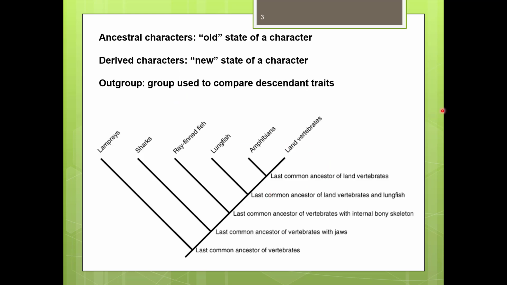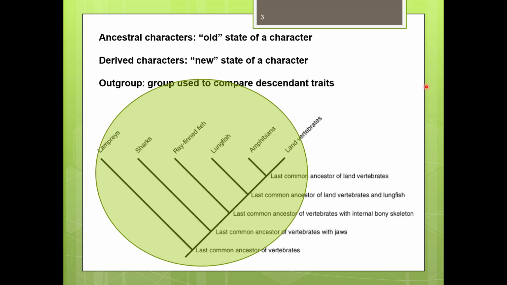So here's an example of a cladogram using real organisms. So we have lampreys, sharks, ray-finned fish, lungfish, amphibians, and land vertebrates. So here's a cladogram showing the hypothesis of the phylogeny of these organisms, so how we think they're related. Now these are always hypotheses. Cladograms are always hypotheses, and they can change with new evidence.